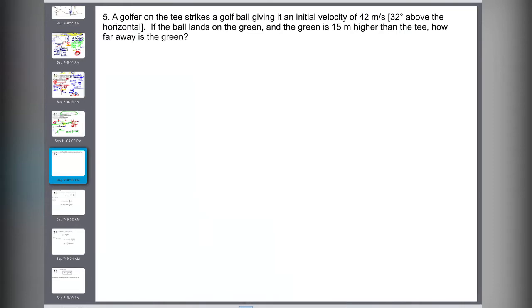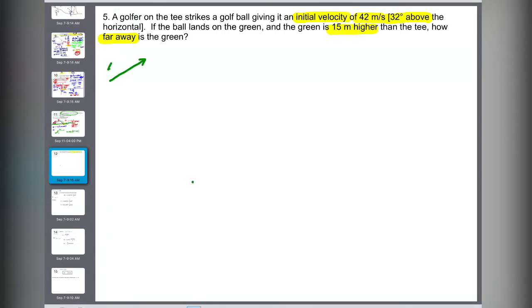Okay, question 5. A golfer on a tee strikes a golf ball, giving it an initial velocity of 42 meters per second, 32 degrees above the horizontal. If the ball lands on the green 15 meters higher than the tee, how far away is the green?